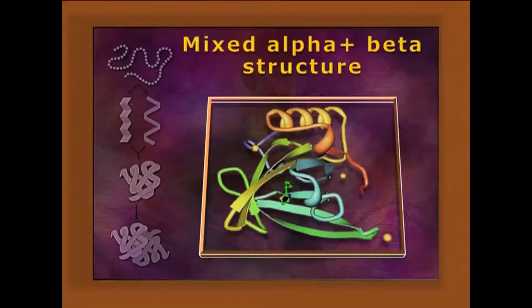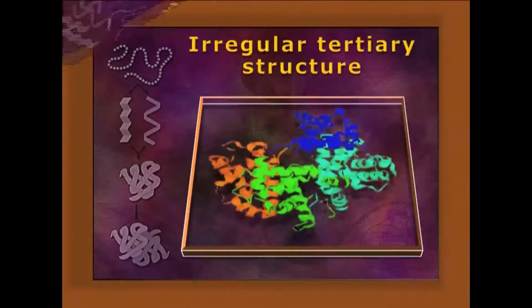Mixed alpha plus beta structure. Here alpha helices and beta sheets are segregated within the protein. In the case of zinc-containing carbonic anhydrase, you can follow the presence of this structure. Irregular tertiary structure is made by random coil having no specific structural geometry. In snake toxin, you can follow their presence.